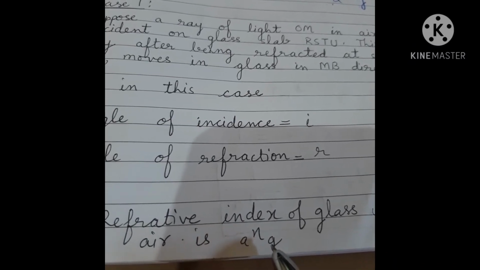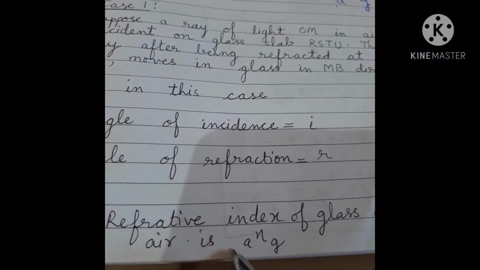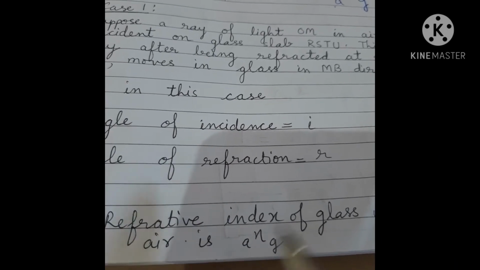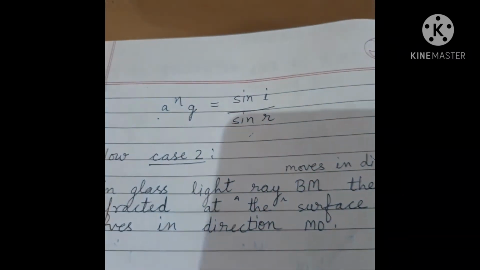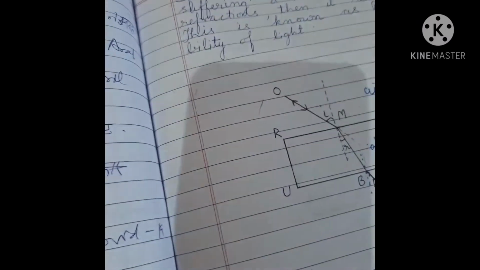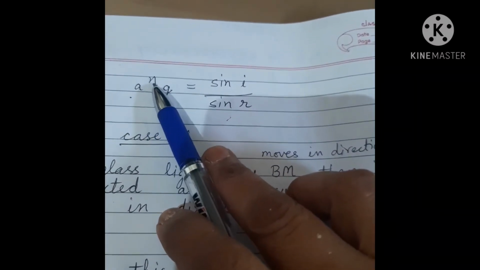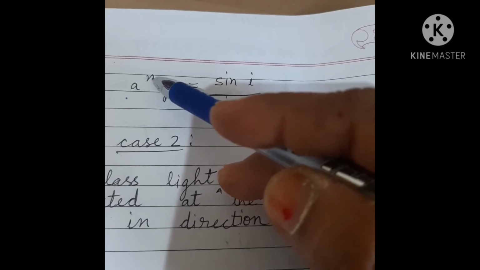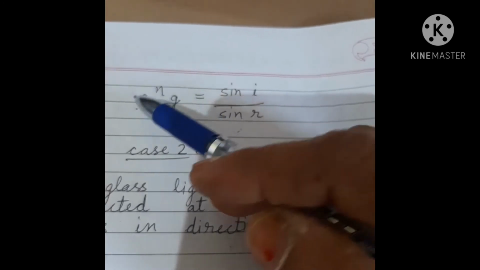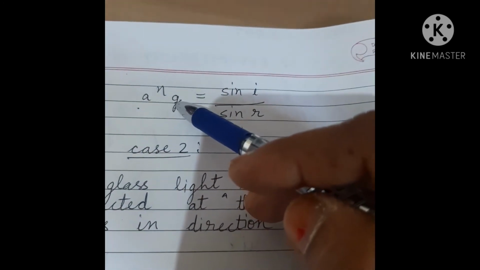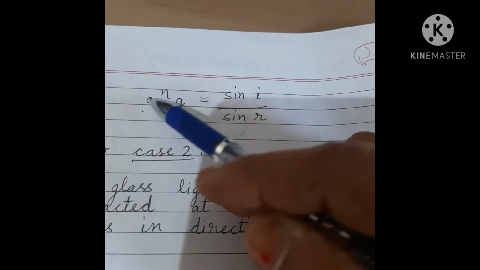But how do we speak refractive index of glass with respect to air? We speak like this. By Snell's law, sin I upon sin R is equal to a constant. This constant is eta, representing the refractive index. How we speak it: refractive index of glass with respect to air means the second medium is spoken first.